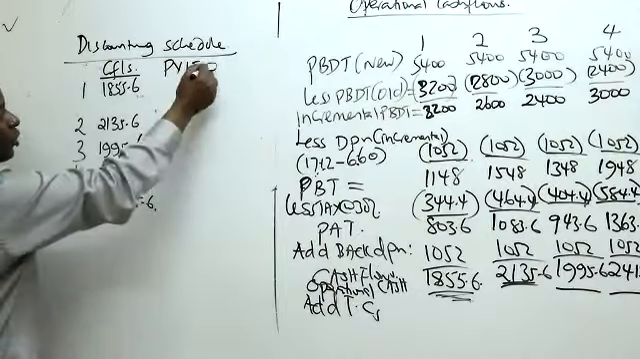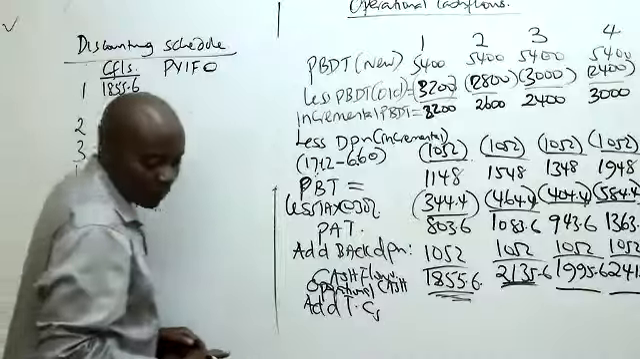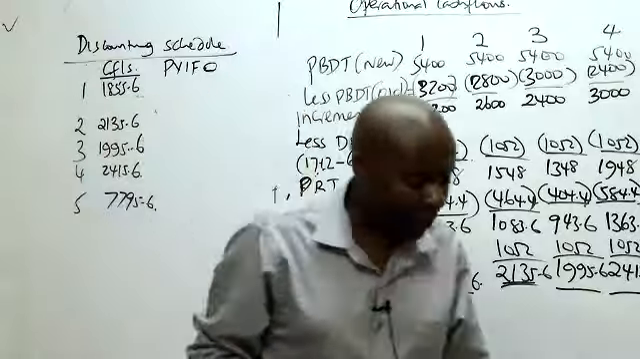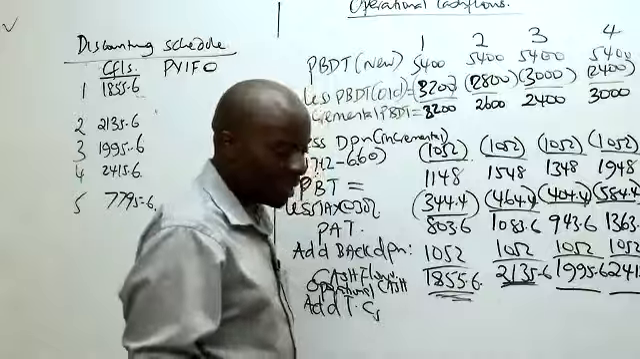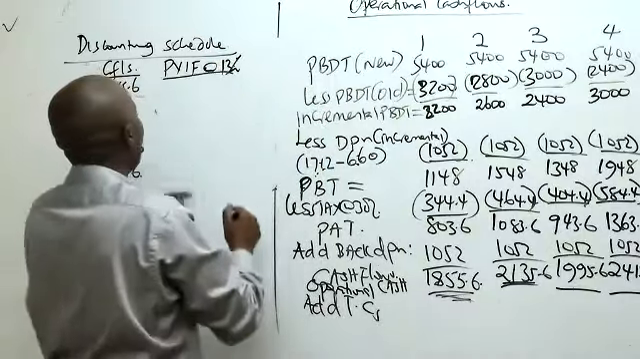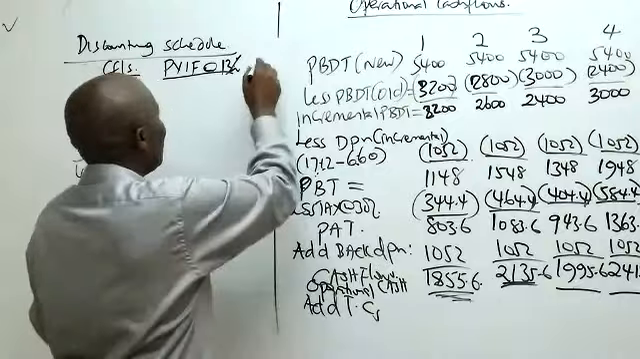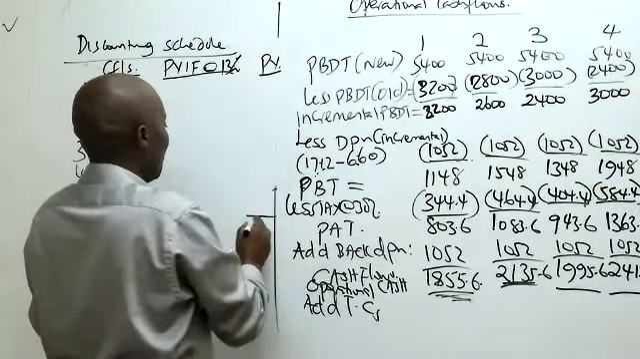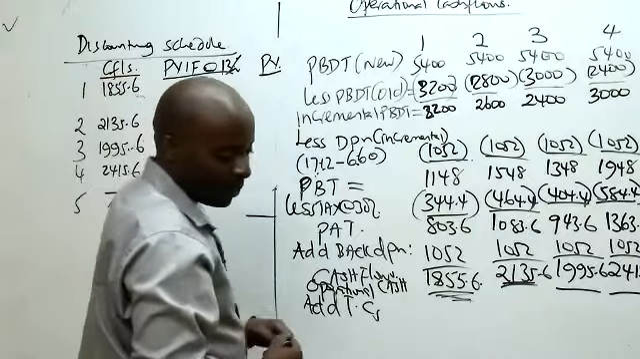So create a column for PV. What is the cost of capital? The cost of capital given is 13%. So please use this 13%, and then give me the PVs for all the years, and then the total present value. I'm giving you exactly 2 minutes.